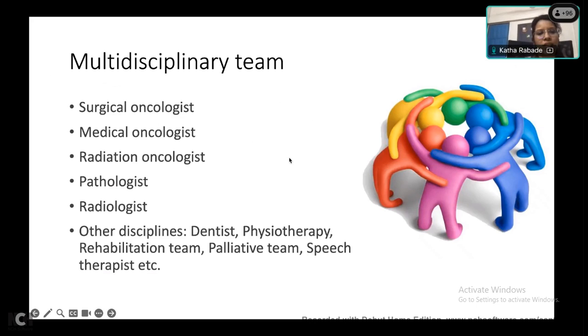The other disciplines that also help in treating this patient include a dentist, physiotherapist, the rehabilitation team after the surgery, a palliative team in case the tumor is very extensive and cannot be resected, and a speech therapist, especially for laryngeal tumor.